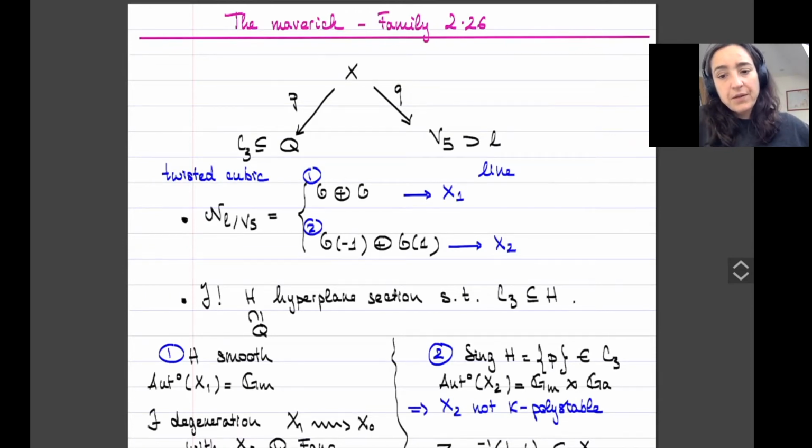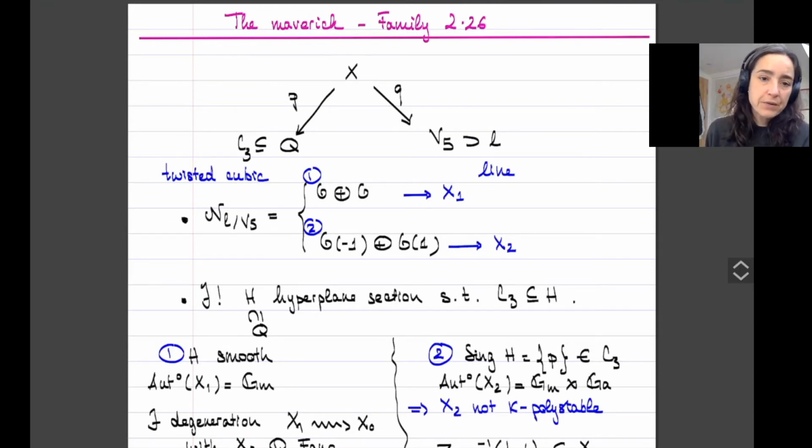So V5 basically has no moduli. It doesn't move. And there's a fairly good description of it, it's a Grassmannian, so there's a fairly explicit description of lines on it. So you have lines of two types, and these lines have either a normal bundle of the form O plus O, so a balanced normal bundle, or they have a normal bundle of the form O(-1) plus O(1). So this gives you two different threefolds when you blow up this line, which are the two elements of family 2.26.